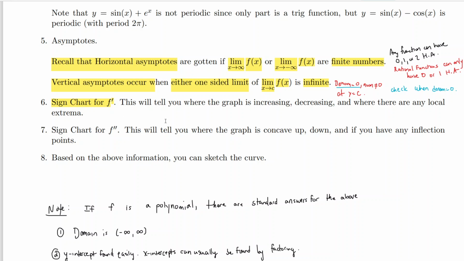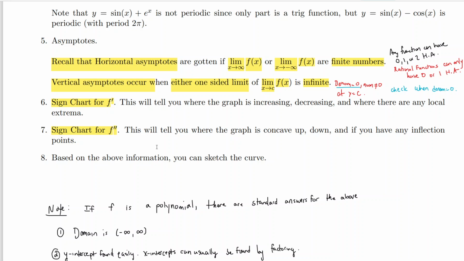So we make the sign chart for f prime. And then we also make the sign chart for f prime prime to figure out where it's concave up, concave down, and if you have any inflection points. So these are the new things. We won't go into details about those, but as we work through the problems, you'll be getting more practice with all of this stuff. And that's one of the main things of this section, is just getting more practice.